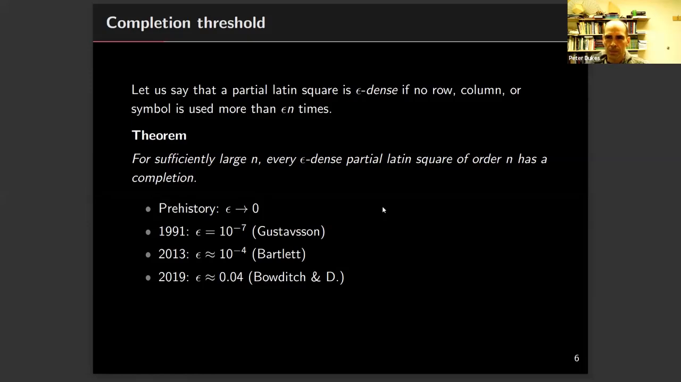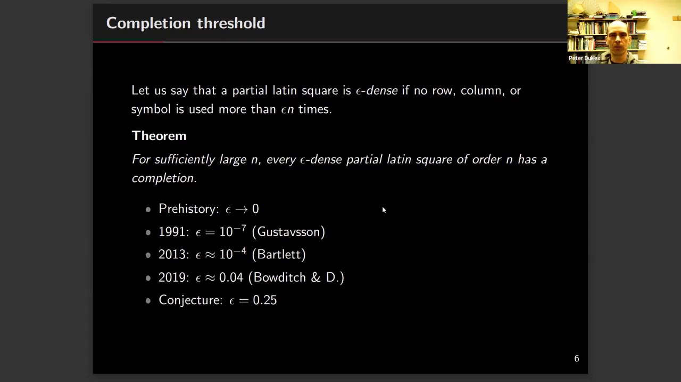So then a little more recently, in 2013, Bartlett showed that you can complete epsilon dense partial Latin squares for epsilon about 10 to the minus 4. And then a little more recently, with my master's student, Flora Bowditch, we were able to increase this epsilon to about 4%. Okay, so the conjecture coming from the slide before would be that you may be able to do this for epsilon as big as 0.25. So we're still a long way from that.